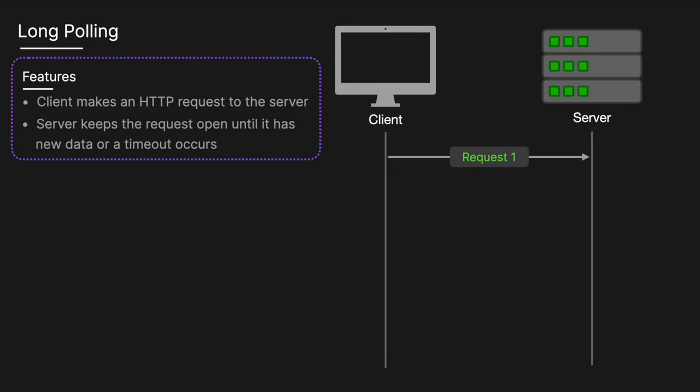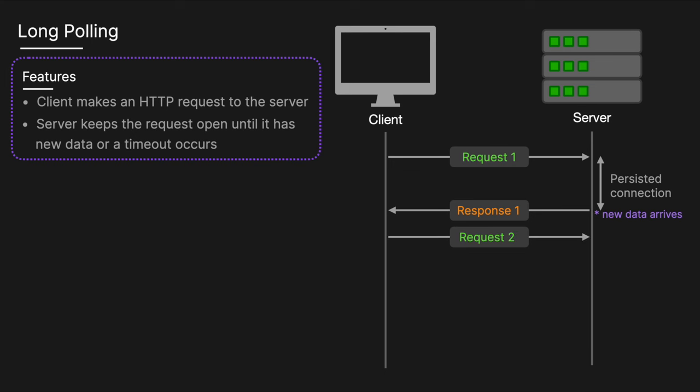So it works by having the client send an HTTP request to the server. The server will then hold that request open until new data is available or a timeout occurs. Once the server has data, it will send a response to the client. This completes the original request-response cycle and the connection is closed. The client will then immediately send another request after receiving the response, which restarts the entire process.